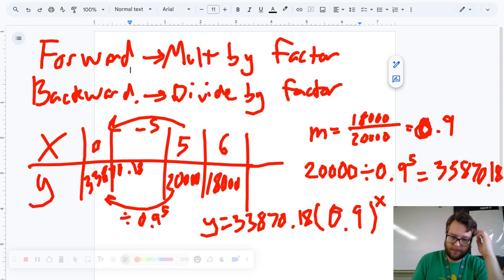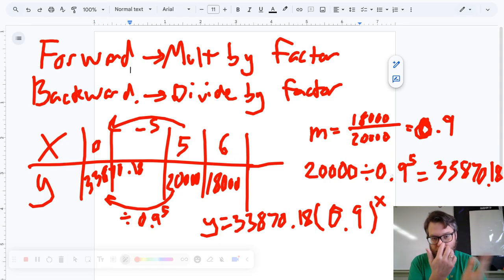Okay, so key idea, multiply by the factor when you're going forward, divide by the factor when you're going backwards. If you need to go multiple steps forward, you use a power, and if you want to go multiple steps backwards, you use a power.